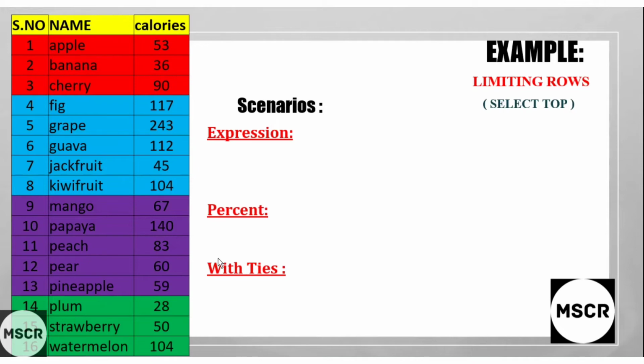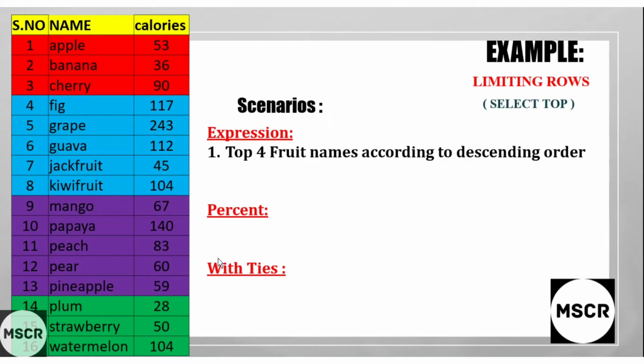Expression. Now I want the top 4 fruit names according to descending order. Question is pretty simple and straightforward. Top 4 fruit names in descending order. This is clear. Second question is top 5 fruit names which are having least calories. This is also clear. Question is very clear.